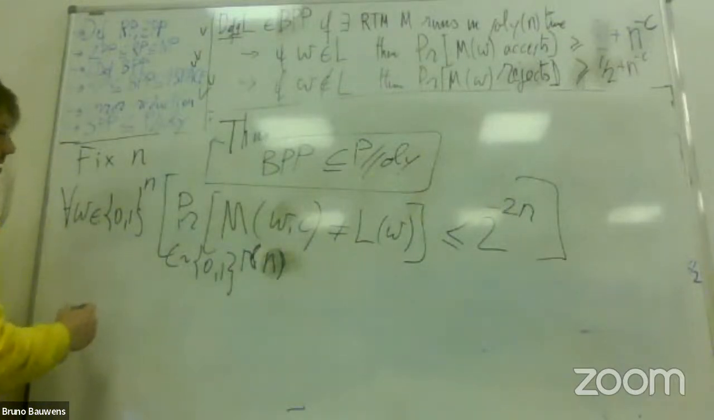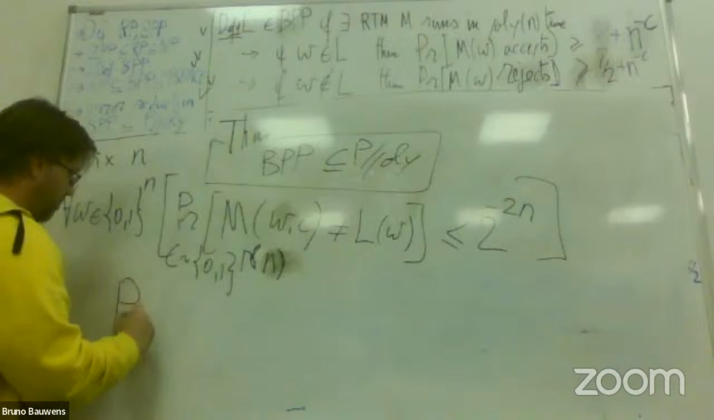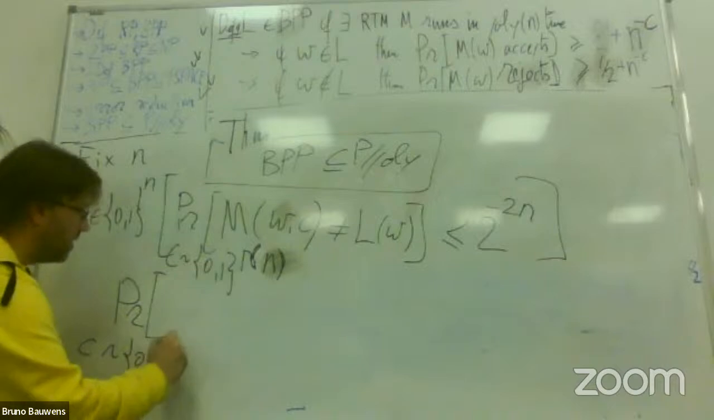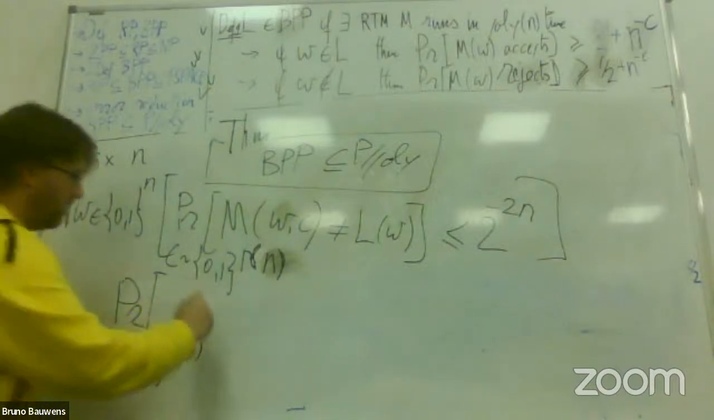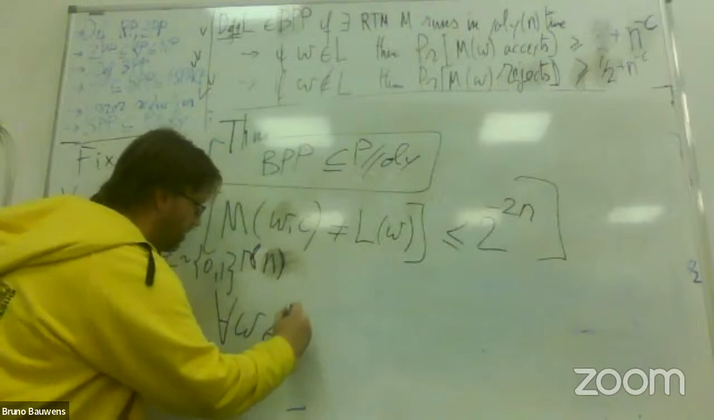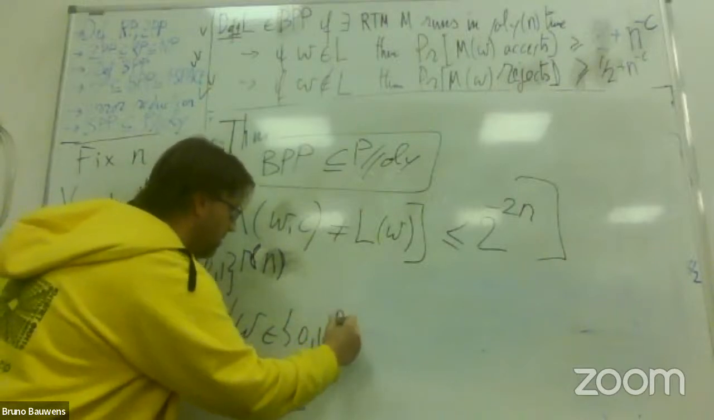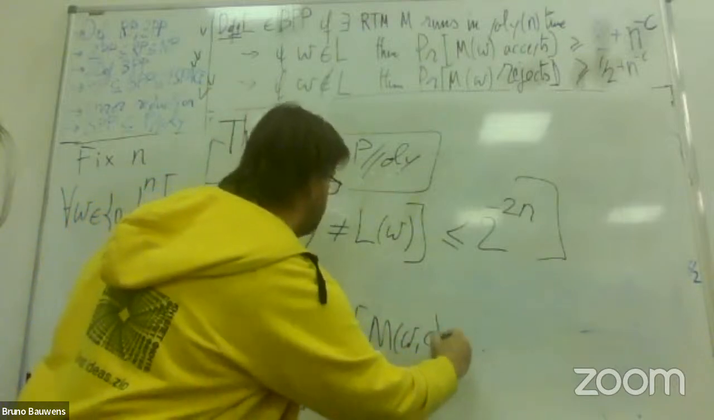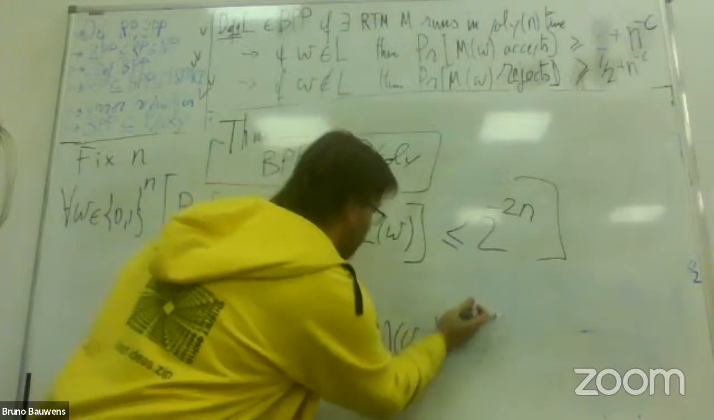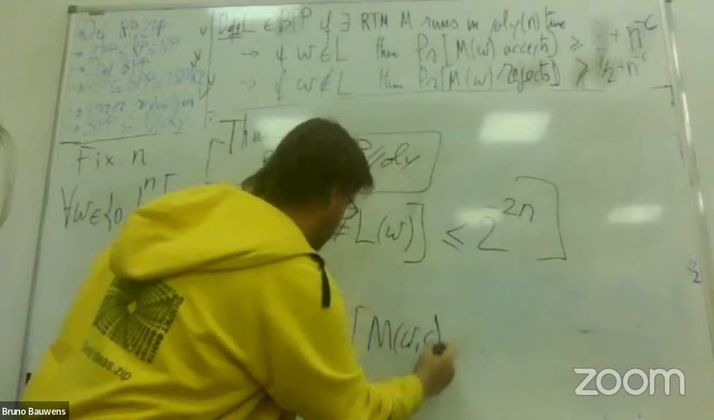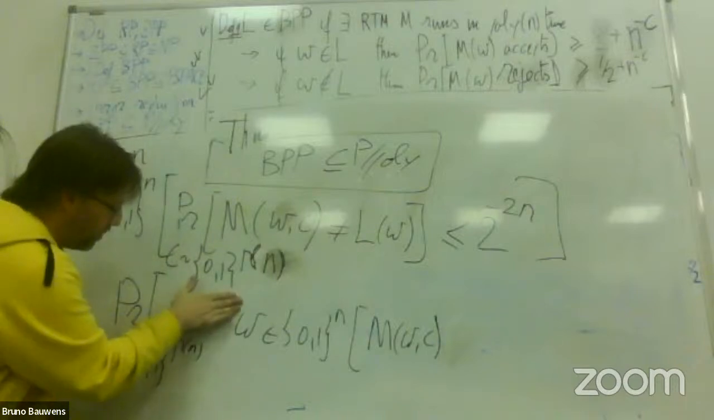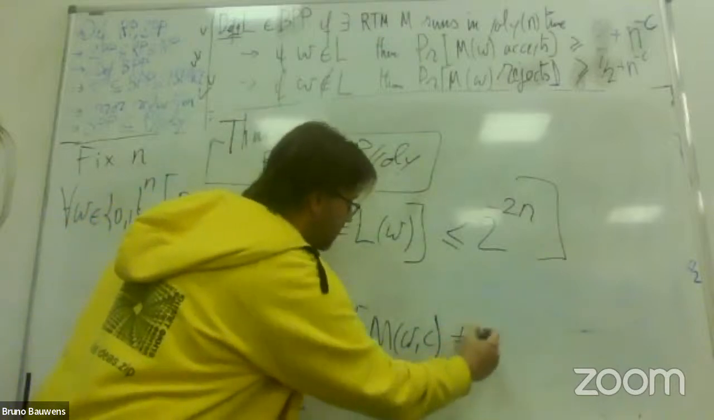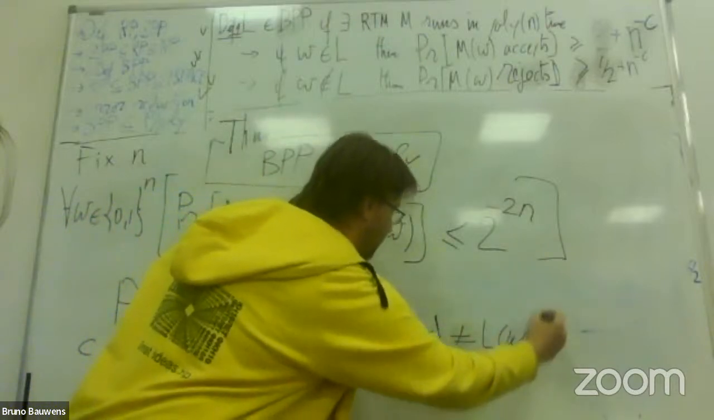So now let's consider the probability over all the certificates in {0,1}^p(n) that for all W of length n we have M(W, C) equal to the language. Sorry, I need to write the negation: the probability that there exists a certificate such that there exists an input such that this is different.